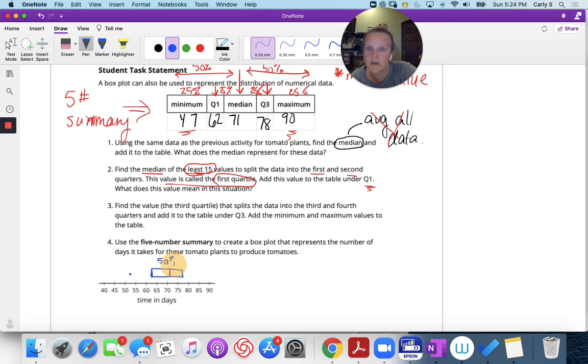Okay, and then we do the minimum at 47. This whisker represents the smallest 25% of the data. And then we do the maximum at 90. Okay, so that's 25% of your data, that's 25% of your data.